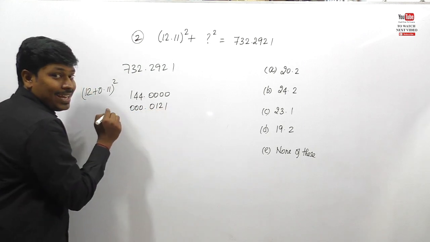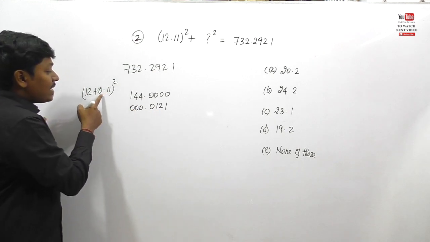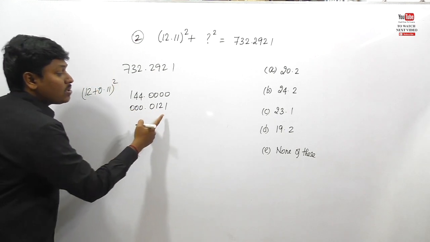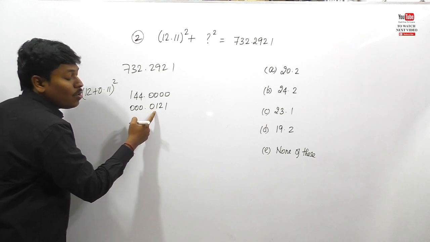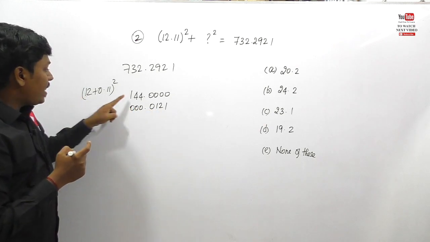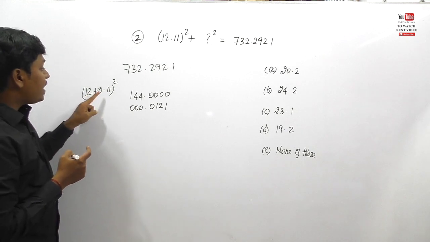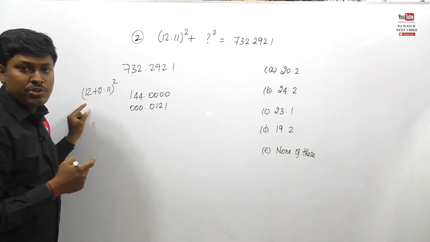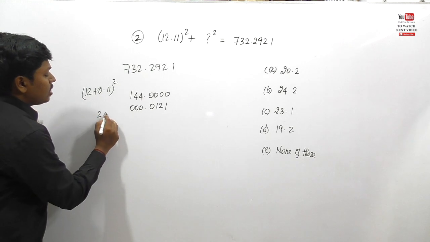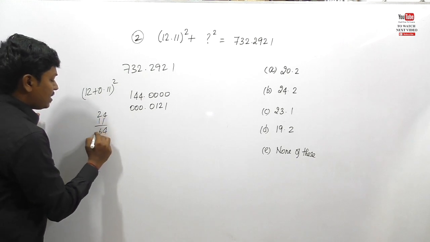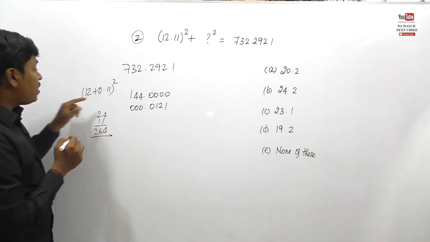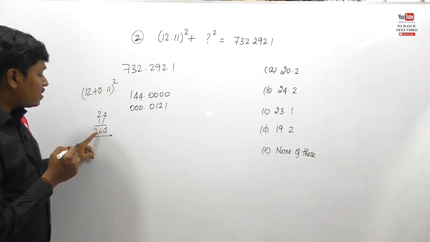Friends, clear on the point? 11 square is 121, and here it is 100 square, so 0.0121. A square plus b square plus 2ab, right? We need to multiply 12 into 11 into 2. 12 into 2 is 24. 24 into 11, friends, will be 264. But we need to put 2 decimal points, right? This can be done as 2.64.